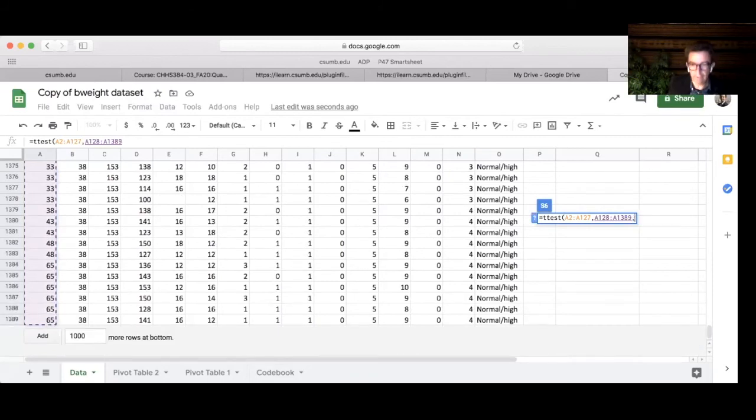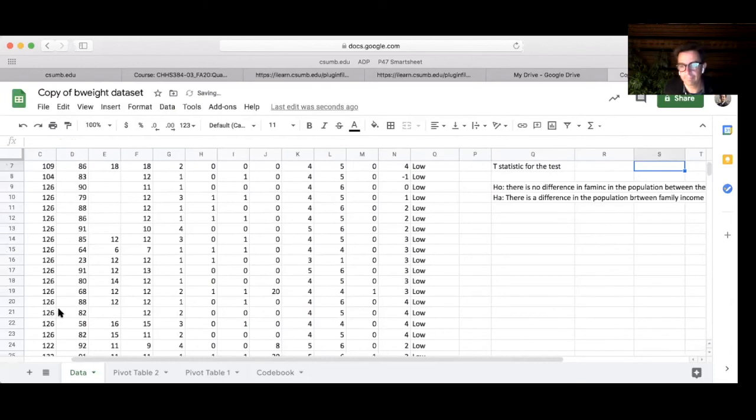There. And then comma. And then you want how many tails? 1 or 2 tails in your test. And we're going to say 2 always. And then what type of test are you using? Matched or non-matched? Non-matched. Okay. Equal variances? No, we already did that one. Now we want unequal variances. So we put a 3. And enter. All right.